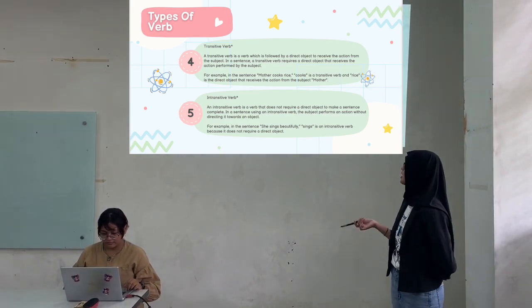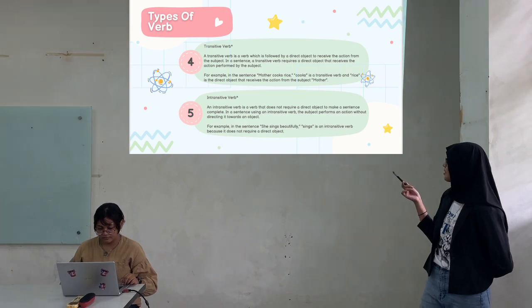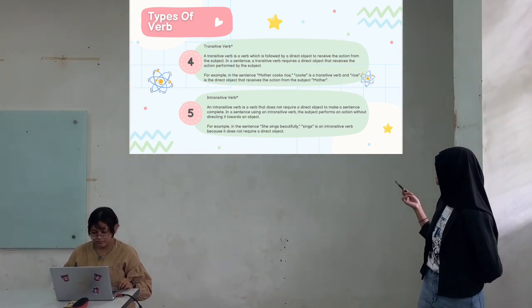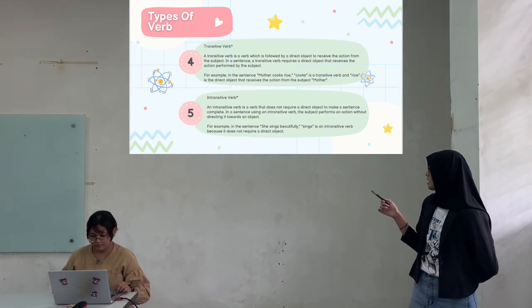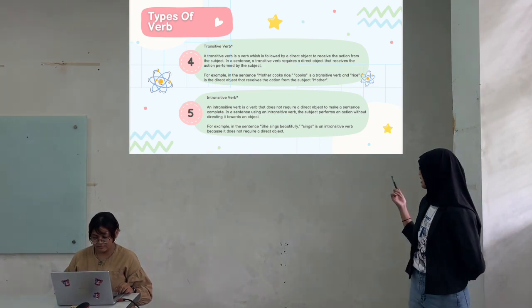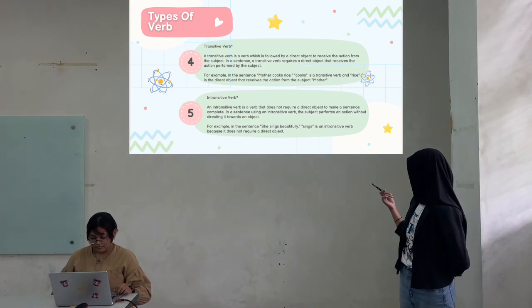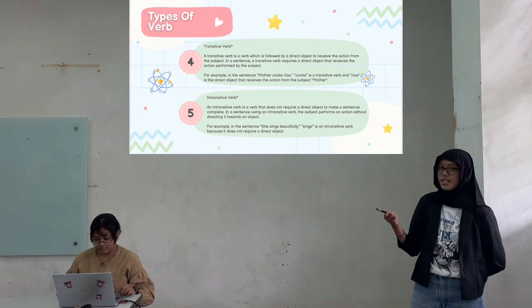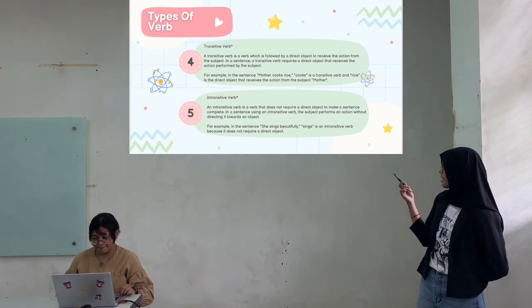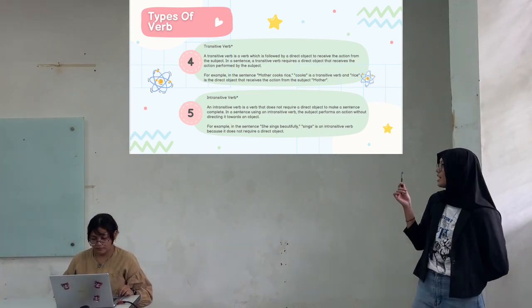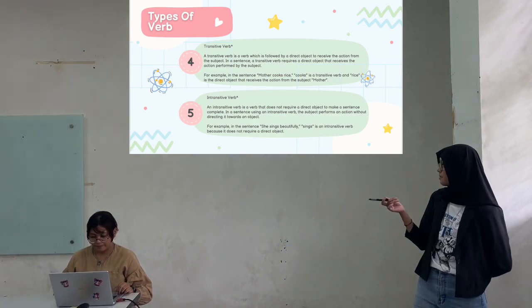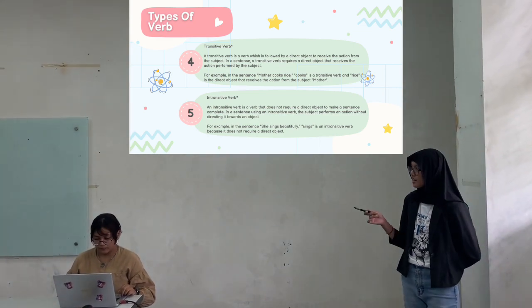On the other hand, an intransitive verb is a verb that does not require a direct object to make a sentence complete. In a sentence using an intransitive verb, the subject performs an action without directly aiming towards an object. For example, in the sentence she sings beautifully, sings is an intransitive verb because it does not require a direct object.